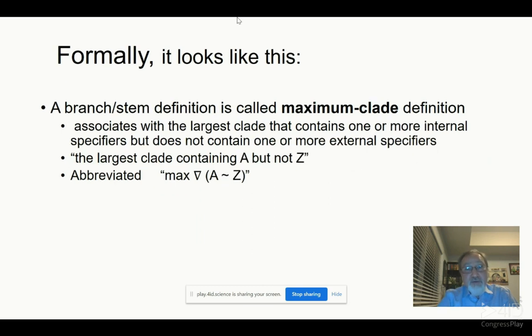And another example is for defining a branch or stem, which is called a maximum clade definition. It associates with the largest clade that contains one or more internal specifiers, but does not contain one or more external specifiers. And so it sounds complicated, but it's simple. You write it as the largest clade containing A, but not Z. And this is the abbreviated version for it.